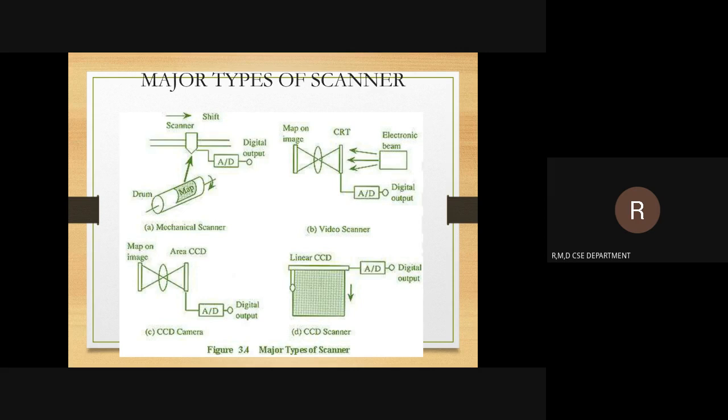The camera also will. If you observe in these four figures, each gives the digital output, but everywhere it will be converted from analog to digital. In a few areas it is converted by making use of the CRT, in a few other areas by making use of the CCD camera, and then the next one is the CCD scanner.